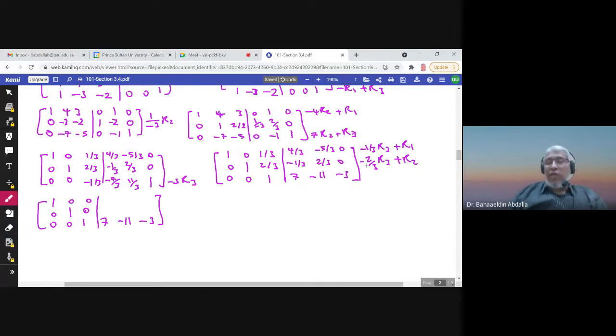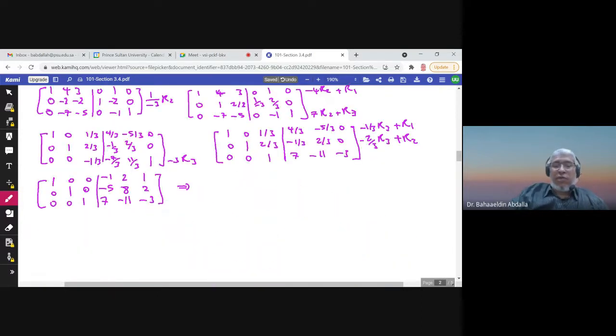And now negative 2 over 3 times 7. I'll have negative 5 here. And that's a good sign. And negative 2 over 3 times negative 11. I will have 8 here. And negative 2 over 3 times negative 3, that's 2. Okay, good. Now the first row, negative 7 over 3 plus 4 over 3, that's negative 1. 11 over 3 minus 5 over 3, that's 2. And 1. So A inverse is this matrix.